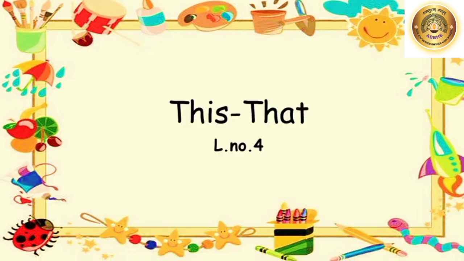These all are opposite words. I hope you must have understood the poem this and that very properly. This is used when there is a single object and which is near to us, and that is used when there is a single object and it is far away from us. Revise this poem, learn this poem.